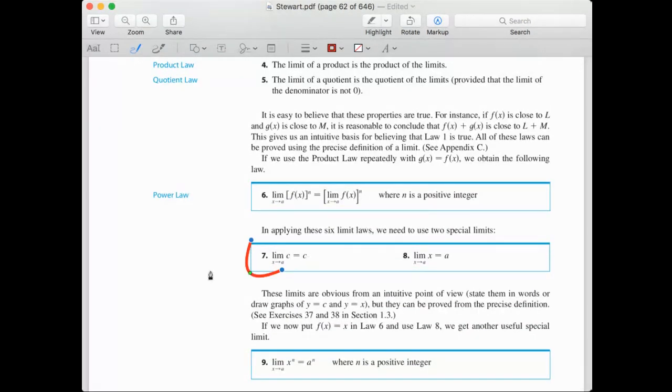Think about what's the limit of 3. That's 3, because it's independent of the x value. You come from the left, you come from the right. The constant function is a constant. Think of this as a constant function. A constant function is a continuous function. Right? Every y value is the same.